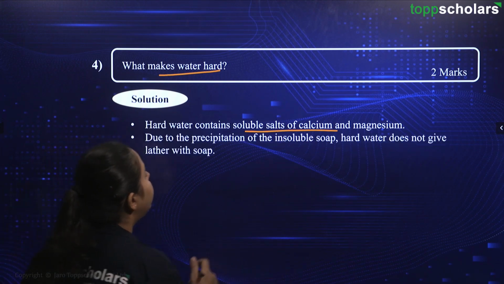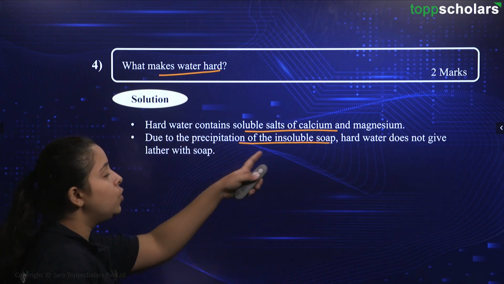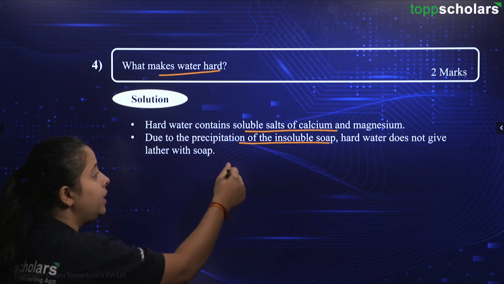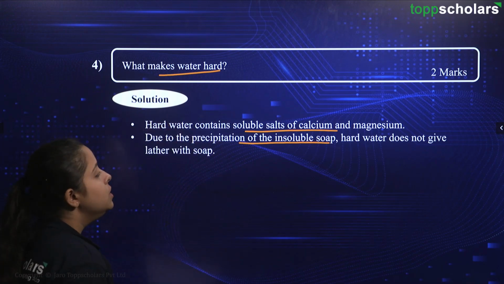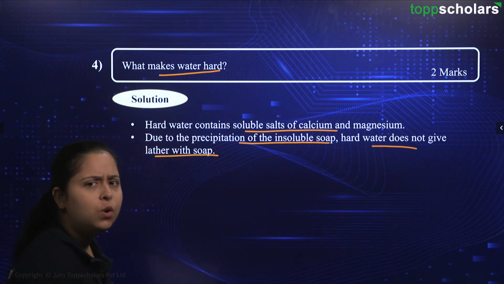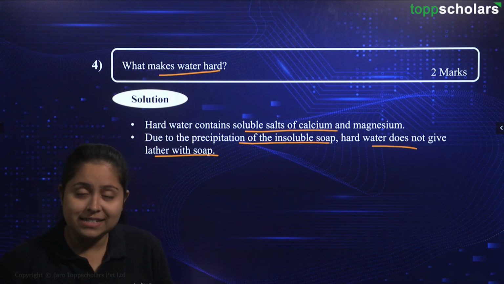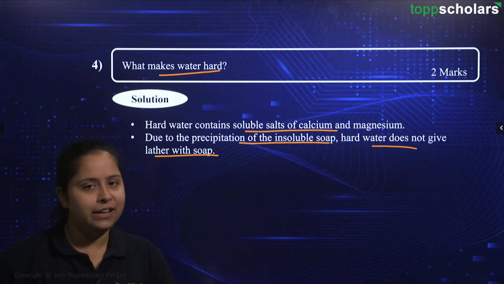Okay, going ahead, due to the precipitation of the insoluble soap. This soap was soluble in the soft water, but over here there is precipitation of the soap. Hard water does not give you lather with soap. So how can we form lather in this hard water? Yes, we will be using detergents. This thing you might have already studied in your chapter.